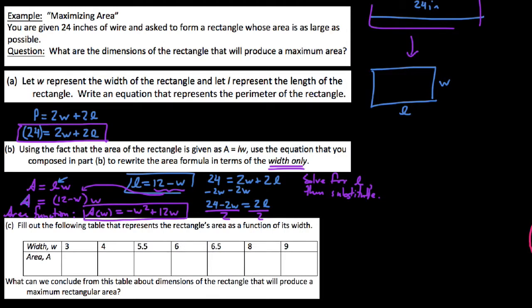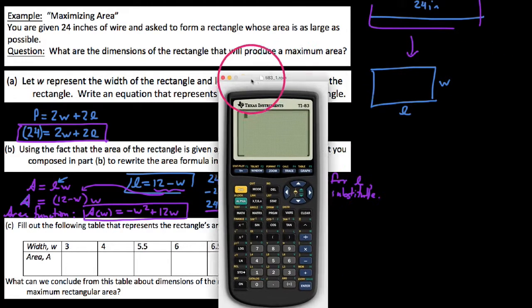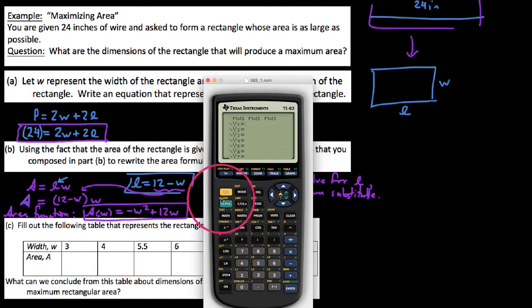So to make this a little bit easier, we're going to use a graphing utility, which is to say we're going to go up to y equals and put in our function here, except using y's and x's. I suppose we would have y equals negative x squared plus 12 times x.